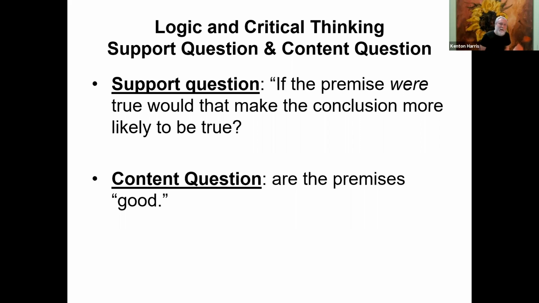Let me mention that, let's say you ask the support question. If the premises were true, would they make the conclusion more likely to be true? And the answer to that question is no. Even if the premises were true, they would not increase the likelihood of the conclusion. Well, notice at that point, you're kind of done. There's really no point in moving on to the content question, because notice what you've said. You said, look, even if everything you said is absolutely correct, it doesn't support the conclusion you want me to accept. Right? So that's a really terrible argument.